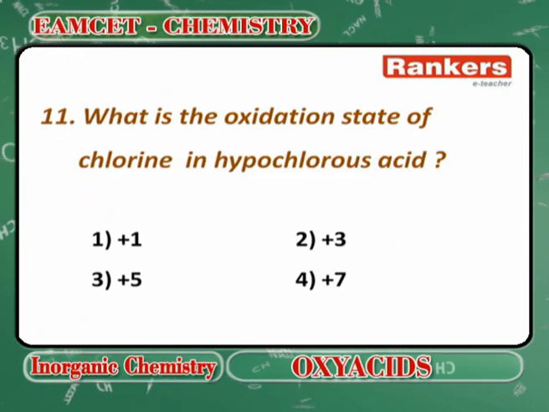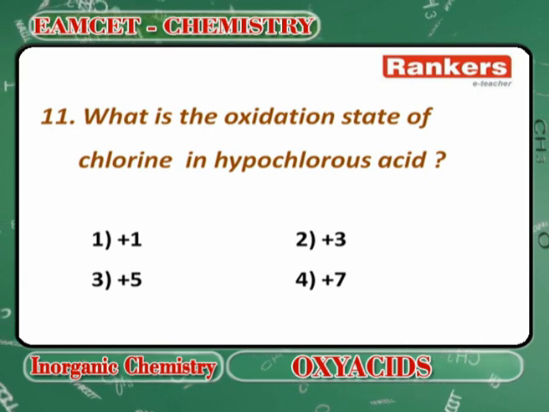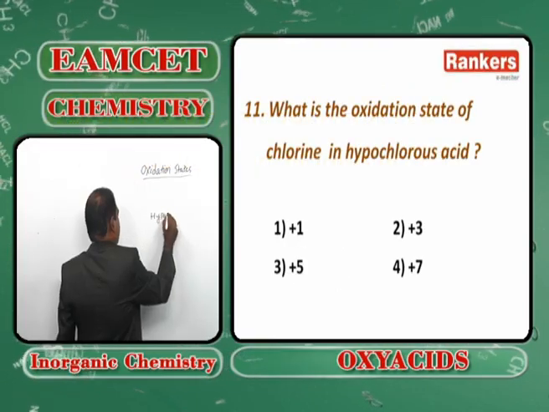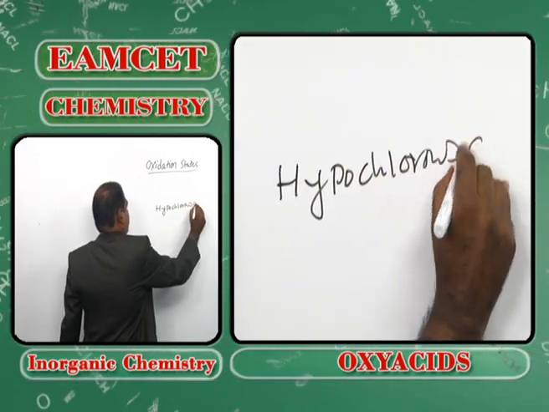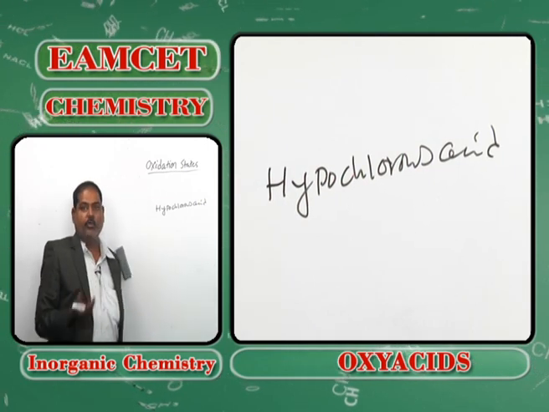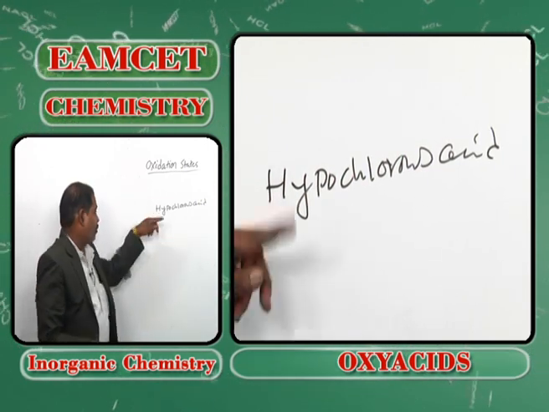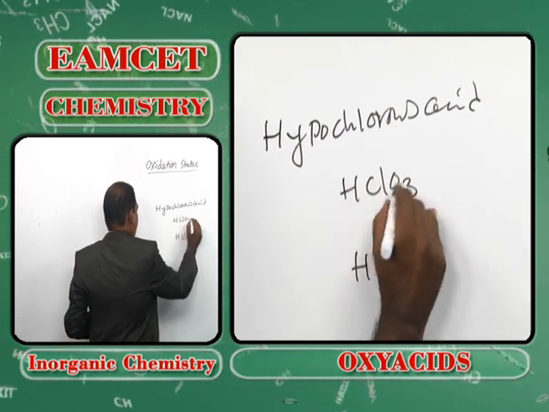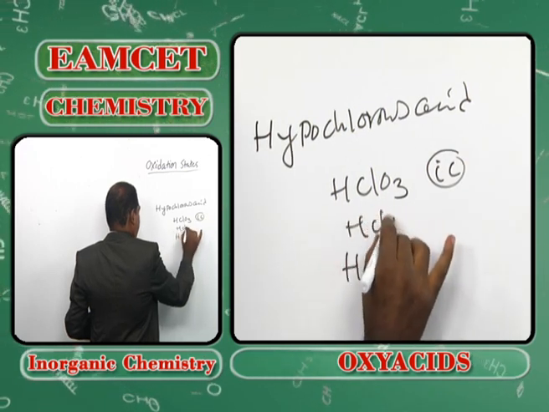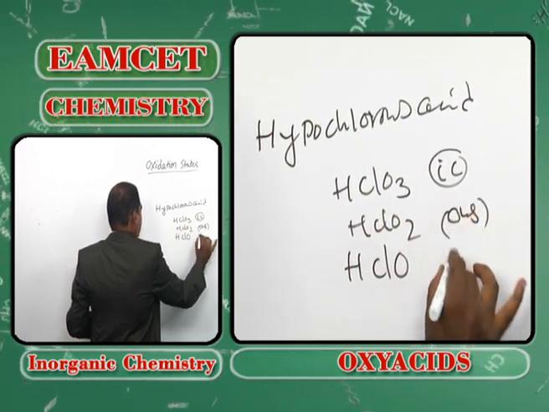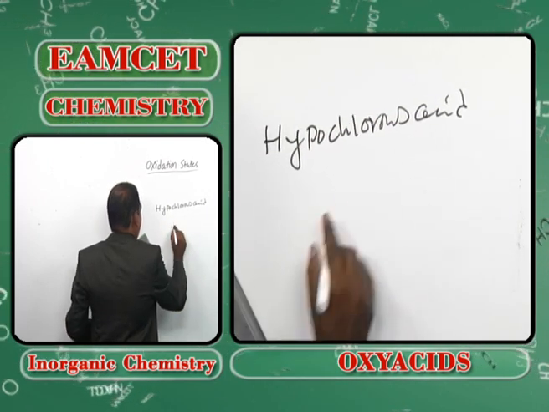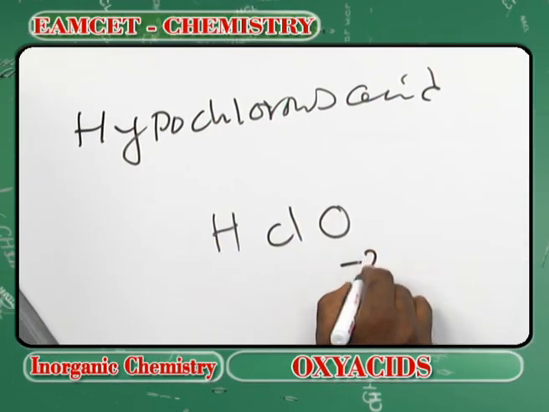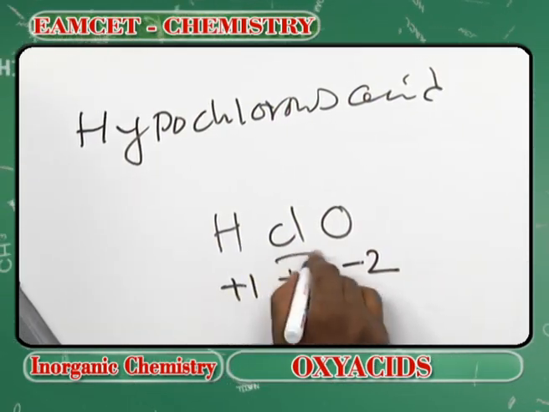What is the oxidation number of chlorine in hypochlorous acid? You have the question on your screen. Why did I teach the names yesterday? Because if you know the formula of hypochlorous acid, you can find the answer. Hypochlorous acid, HClO. You remember that? HClO3, chloric, ic. HClO2, chlorous, us. Hypochlorous is HClO. So how do you get the oxidation state? Very simple. Oxygen is -2, hydrogen is +1, therefore chlorine can only be +1.